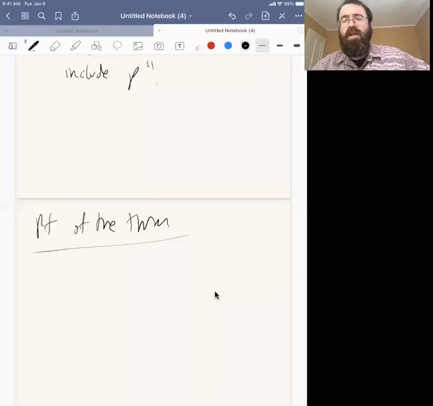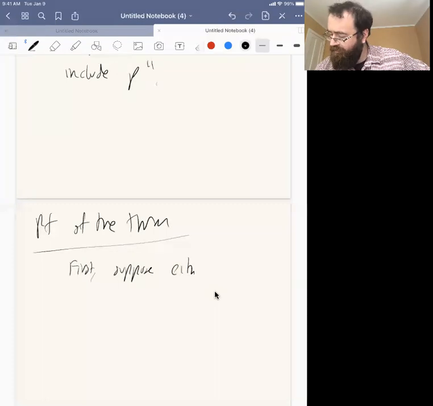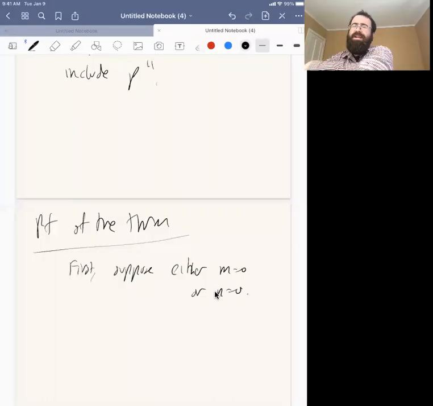Okay. So the first case I'm going to do, just to get it out of the way, is if either m or n is 0. So first, suppose either m or n is 0, or both. Okay, so what's the GCD in this case? How do we do it?